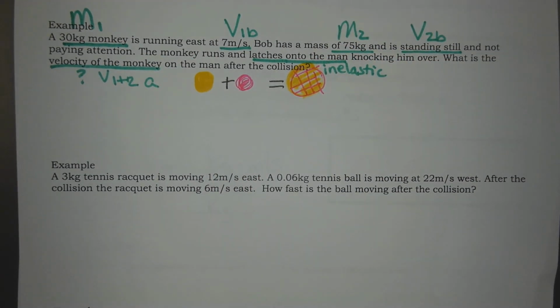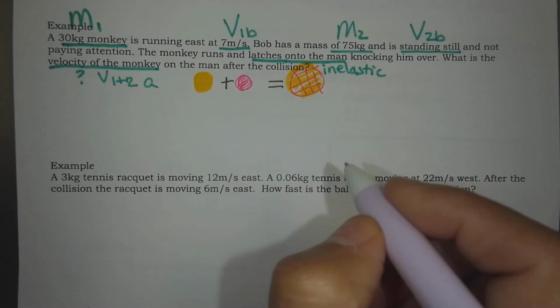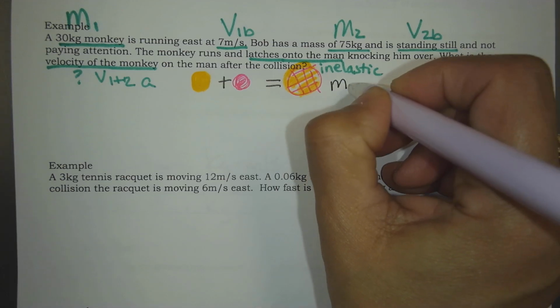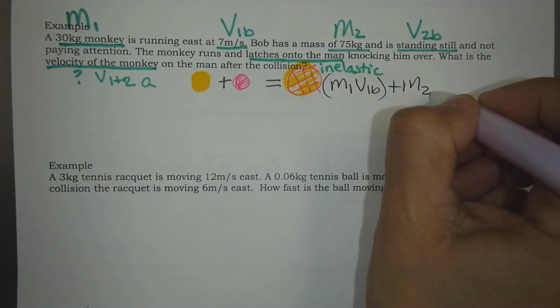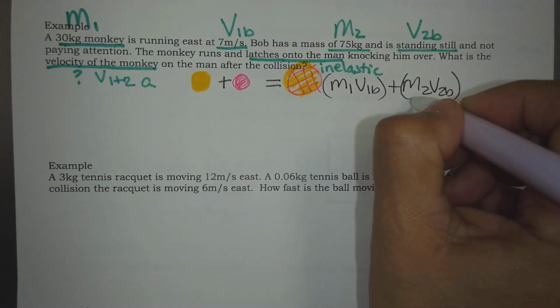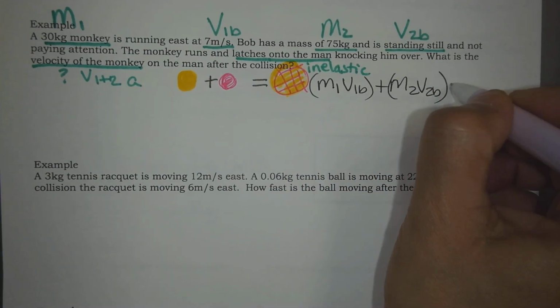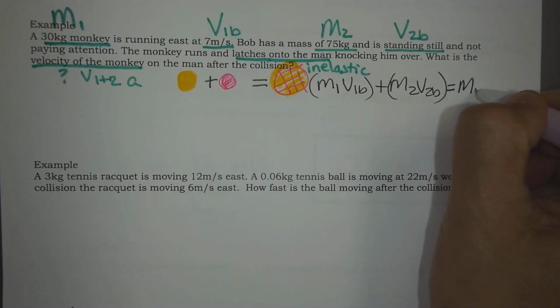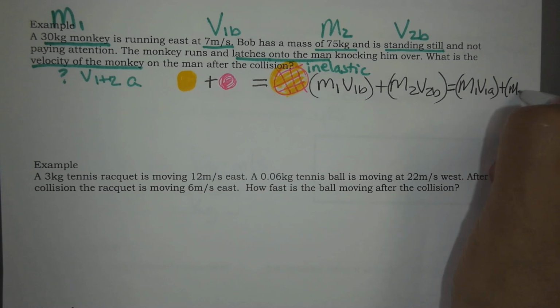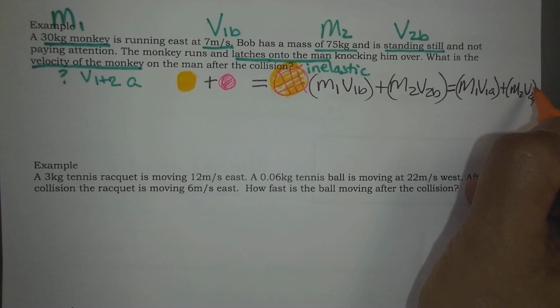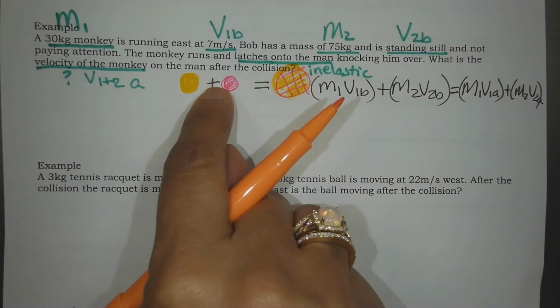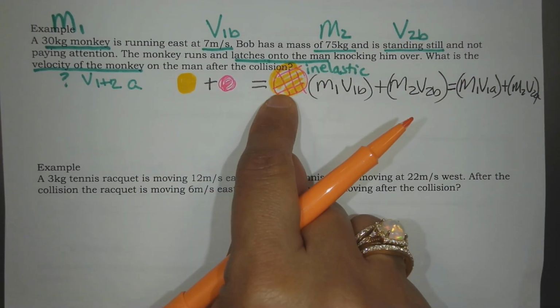Right? Because they stuck together and they collided and hit the ground together. So my equation, which is M1 V1B plus M2 V2B, and I only have two objects, thank goodness, equals M1 V1A plus M2 V2A. And I know that I need to get rid of one of these on the right side because I have two objects on the left, one object on the right.